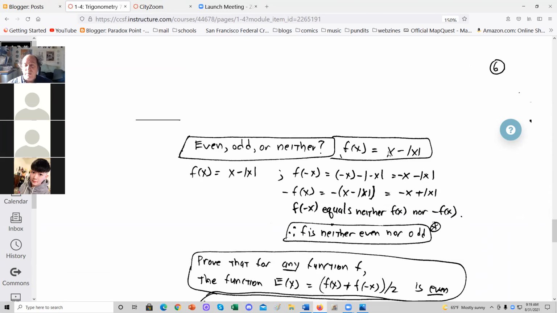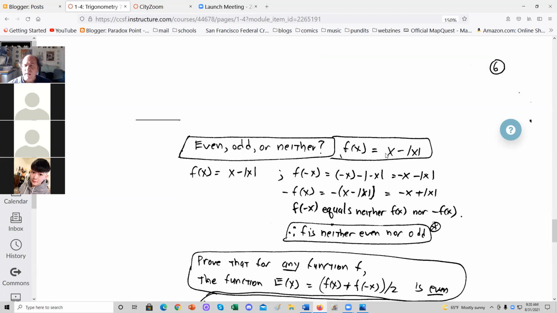Here we have a function, x minus absolute value of x. Well, is it even, or is it odd, or is it neither? What you're going to do is look at f of negative x and compare it to negative f of x and f of x. f of negative x is, after a bit of work, minus x minus absolute value of x. Negative f of x is, after a bit of work, minus x plus absolute value of x. f of x equals x minus absolute value of x. As you can see, f of minus x equals neither f of x nor minus f of x. So therefore, this function is neither even nor odd.